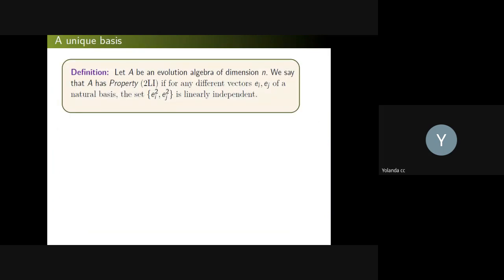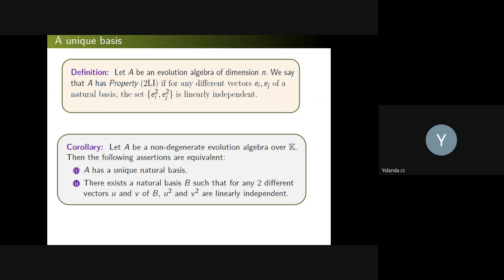To have a unique natural basis is equivalent to saying that there exists a natural basis such that two different elements of the basis squared are linearly independent. Okay? When this happens, we say that the evolution algebra has the property 2LI. Observe that this definition is consistent because it doesn't depend on the selected natural basis.